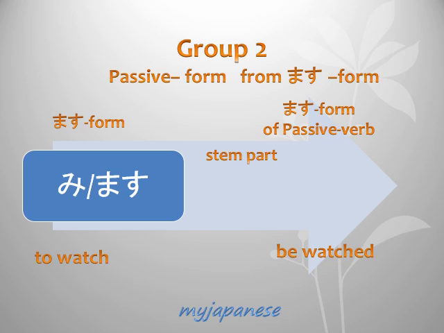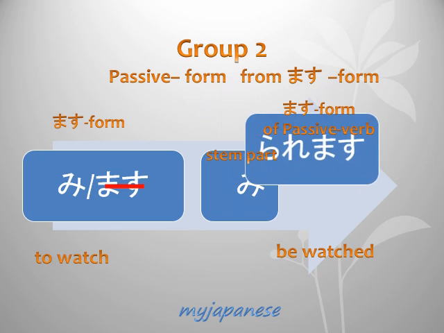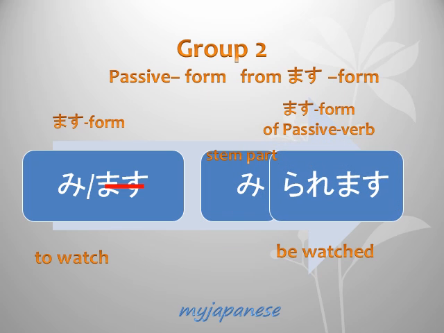Now, let's move to verb group 2. Try to make passive form with this verb. 見ます, look, watch. Omit the masu from masu form and add られます to the stem part. 見られます, be watched, is a passive form.